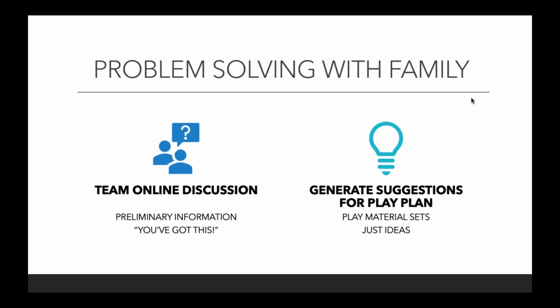The next step is really to do a problem solving with the family. Again, this is online. So the team has received the You've Got This information. They've received the preliminary information. And so all this is going to come together to help put together an idea of what we want to look at, what are the kinds of things that the parent has that might be able to be put together in what we call play sets.